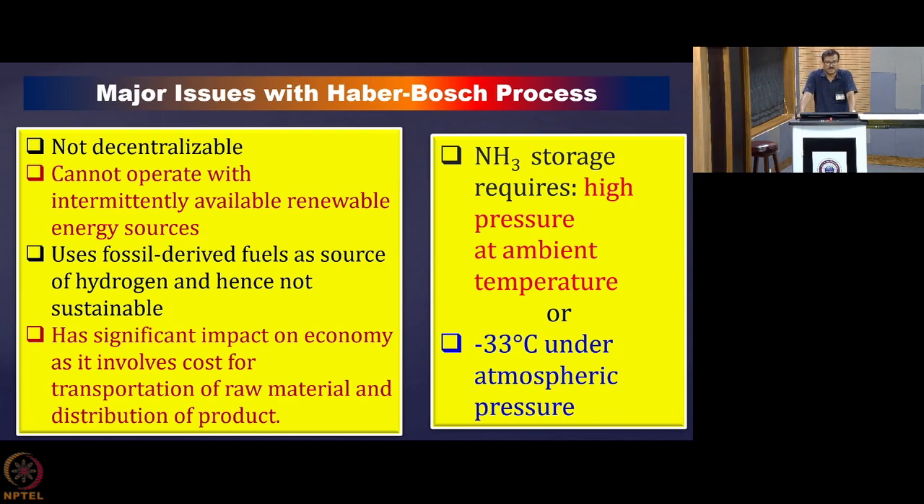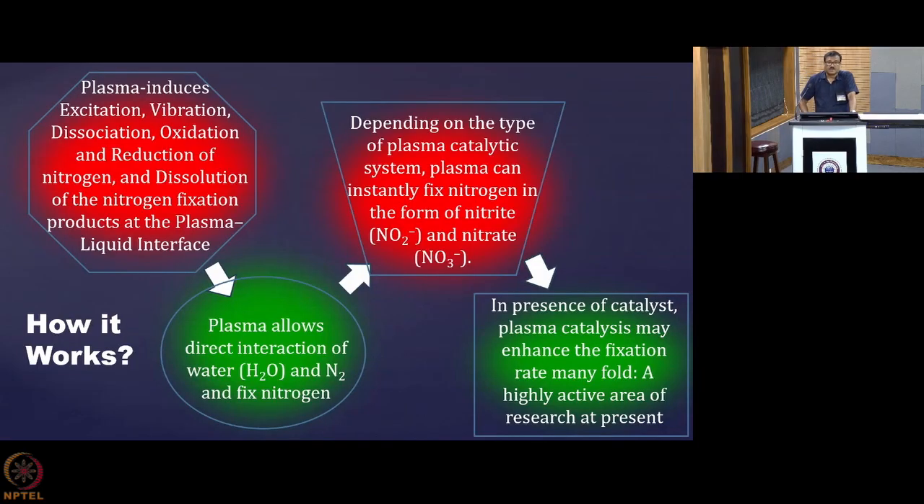It is not decentralizable, cannot operate with intermittently available renewable energy sources, and uses fossil-derived fuels as a source of hydrogen and hence is not sustainable. It has a significant impact on the economy as it involves cost for transportation of raw material and distribution of product. Ammonia storage requires high pressure at ambient temperature or minus 33 degrees centigrade under atmospheric pressure.